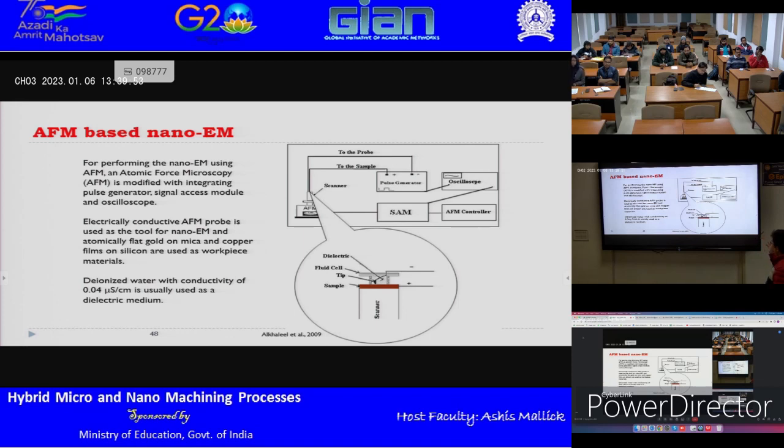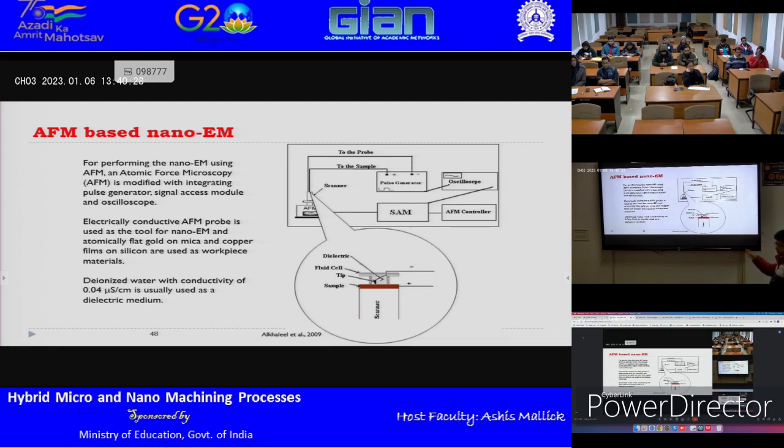You use an oscilloscope to collect the information, and the AFM controller will control the AFM. Very similar thing. An electrically conductive AFM probe needs to be used, as I mentioned, as the tool for the nano EDM. Then you have atomically flat gold or copper film as a workpiece, and it actually used deionized water. So this time it was done with deionized water.